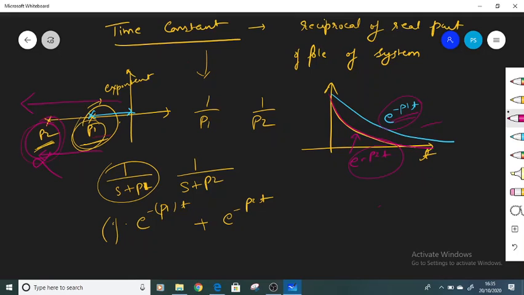क्यों? क्योंकि ये जल्दी डीके कर रहा है और सिस्टम में जो आउटपुट आ रहा है, जो दूसरे पोल की वजह से रिस्पॉन्स है, वो काफ़ी स्लो है. तो इसको आप कंसिडर करेंगे, जो जल्दी डीके कर रहा है इसको हमको नेग्लेक्ट करना है. ओके, व्हाई इज इट सो?